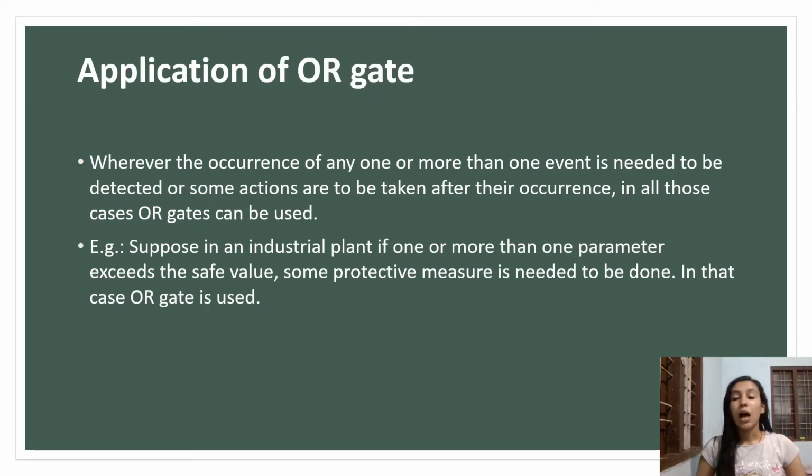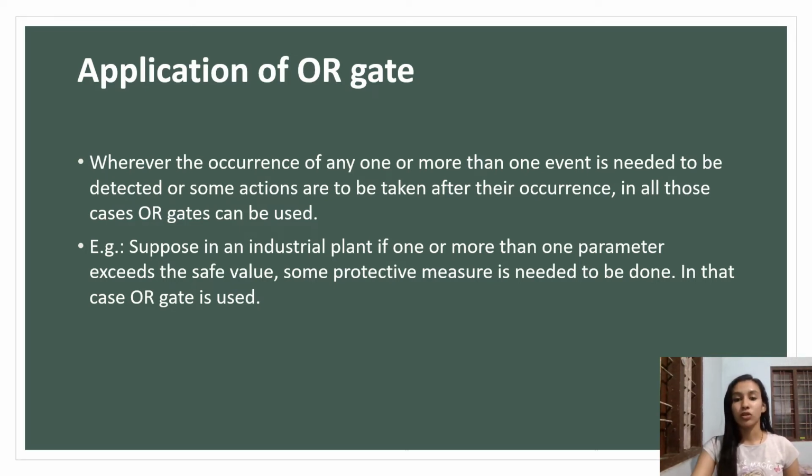The first one is the application of the OR gate. Whenever the occurrence of any one or more than one event needs to be detected, or some actions are to be taken after their occurrence, in all those cases OR gates can be used. For example, in an industrial plant, if one or more than one parameter exceeds the safe value, some protective measures need to be taken. In that case, an OR gate is used.